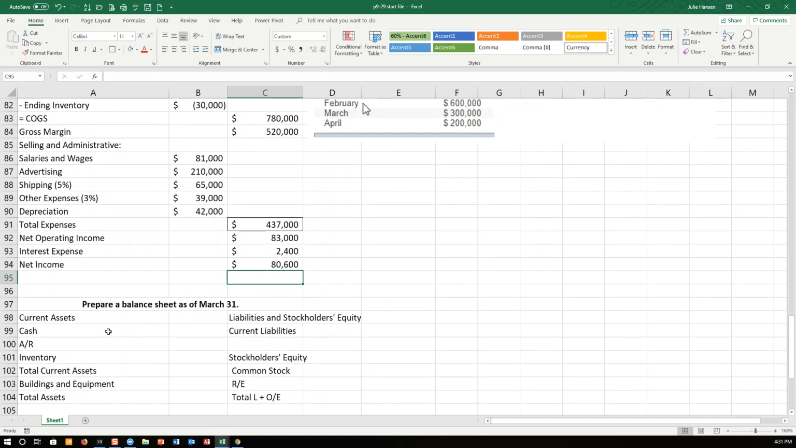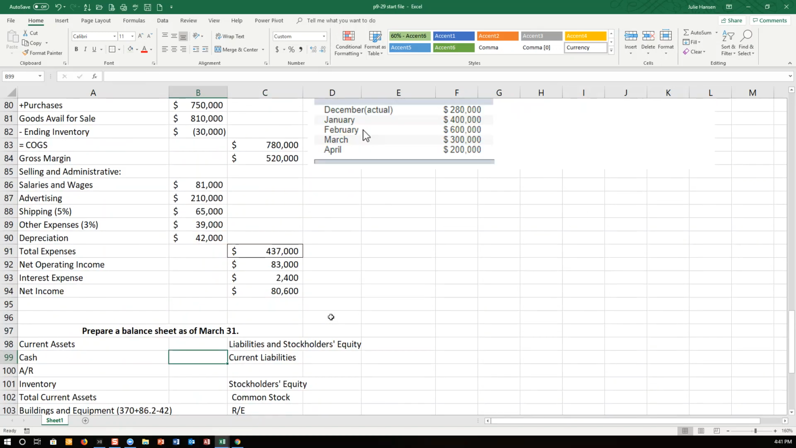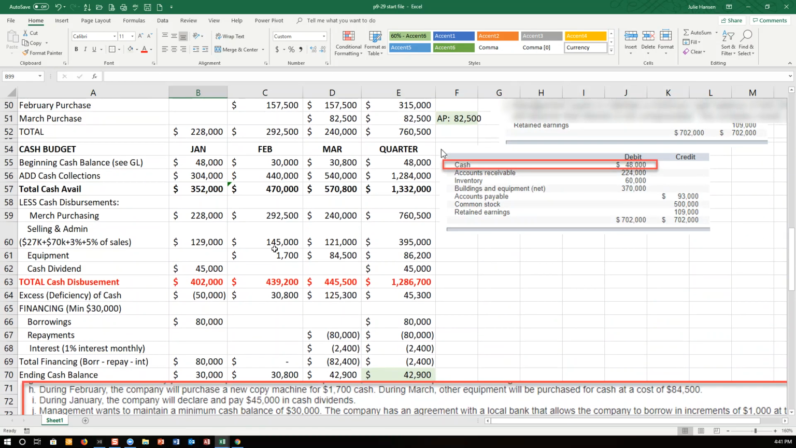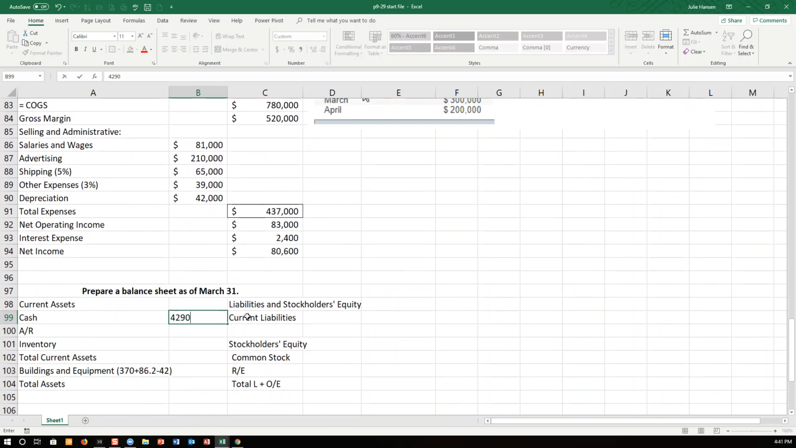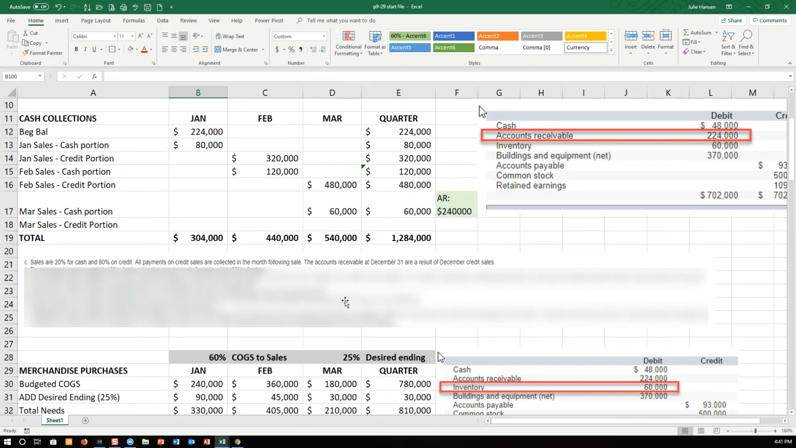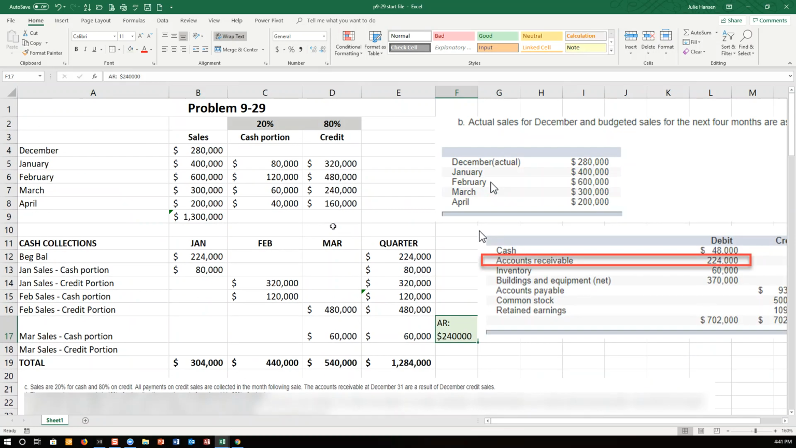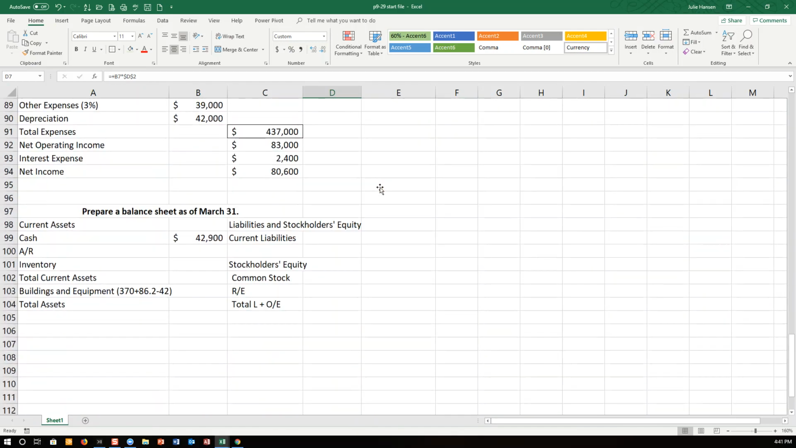I'm going to start out with my balance sheet. We're going to take the cash. Where do we get our cash? We get our cash from the ending balance of cash on our cash budget, so there's our $42,900 right there. Our accounts receivable is from what we are anticipating to receive in the following month, April, which is $240,000, the credit portion of our March sales that we're going to receive in April. So that's where the $240,000 comes from.